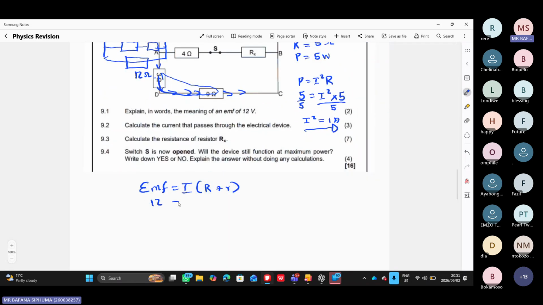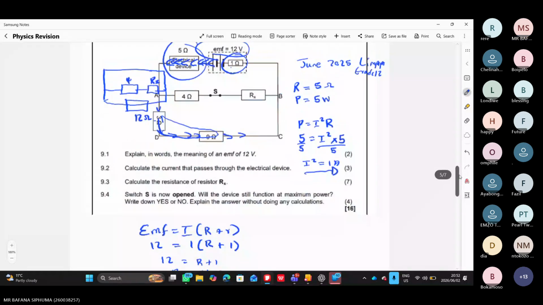So that's 12 is equal to, what is my total current? 1. What is my resistance? I don't know. What is my internal resistance? It is also 1. All right. Then this is simply going to be 1 multiplied by R plus 1. So it's simply 12 is equal to R plus 1. And then R is equal to 11 ohms. There you are, sorted.